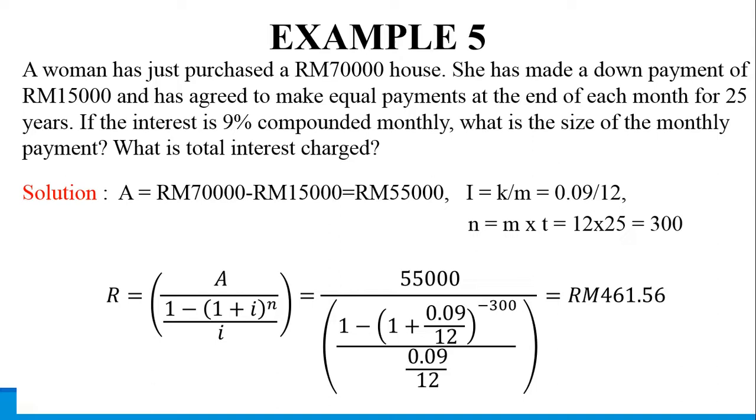For this case, a woman has just purchased a 70,000 house. The house price is 70,000. She has made a down payment of 50 ringgit and has agreed to make equal payments, at the end of each month for 25 years. If the interest is 9% compounded monthly, what is the size of the monthly payment? What is the total interest charge? Okay, what does this mean here?